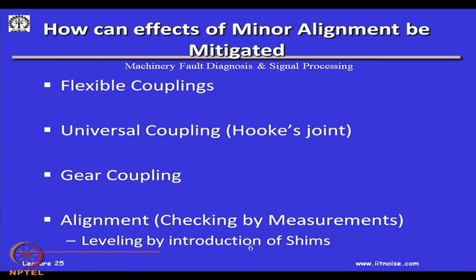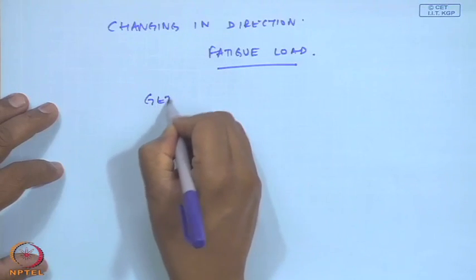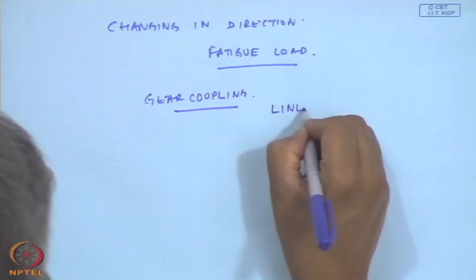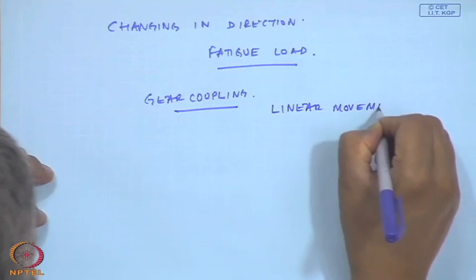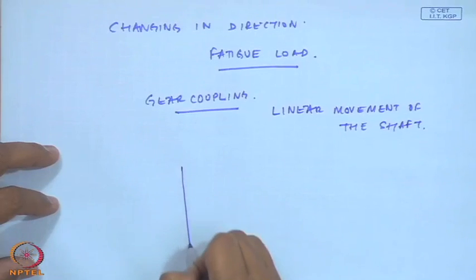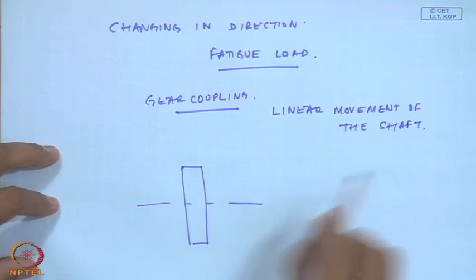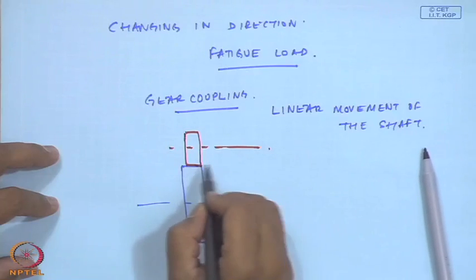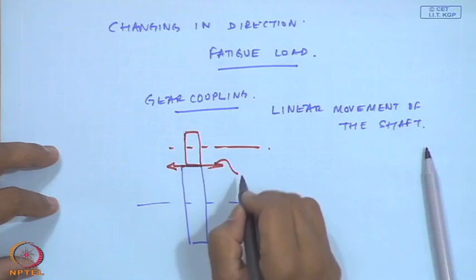So, how can this misalignment be mitigated? Of course, we just discussed flexible couplings. And then we have the universal coupling, and in the industry, particularly when we have a lot of high torque and power being transmitted or converted, we have what is known as a gear coupling. Gear coupling allows for certain linear movement of the shaft. For example, if you think of it, one gear sitting like this, okay, and another gear sitting on top of it. So, a slight amount of movement is allowed.